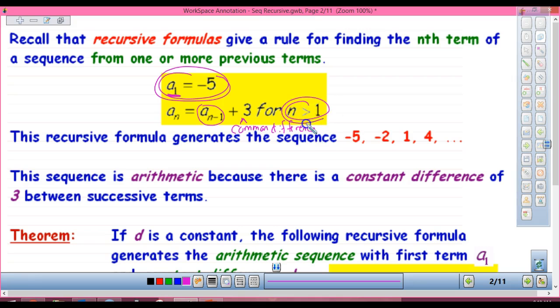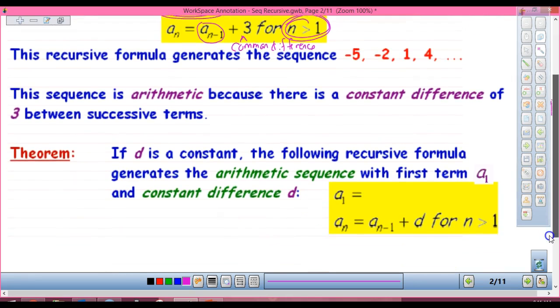N is greater than 1. We write that to say we can't go back further than the first term. So if my first term is -5 and my common difference is 3, we write for n is greater than 1, saying that I can't use... oops, this was supposed to be a -5. So I've got -5, -2, 1. This means that I can't go backwards with my pattern. It means that I have to start with -5. I can't start any sooner than -5. Does that make sense?